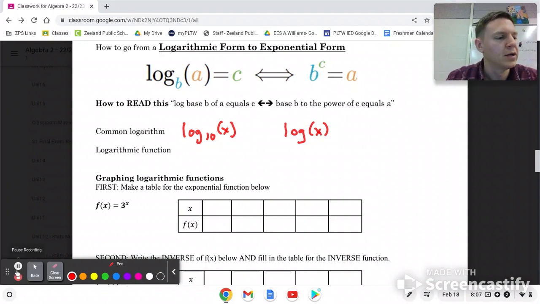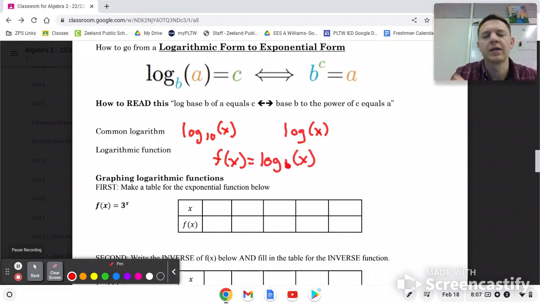And then logarithmic function, I'm just going to write a random logarithmic function. Log base B, that's a B down there of x, okay? And it's just like any normal function. We have the log base B of x on the right side, and of course, f of x on the left side.